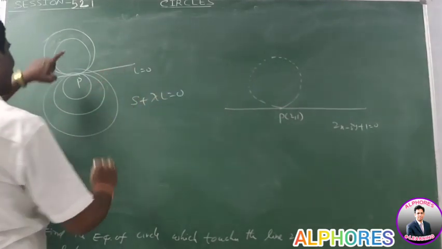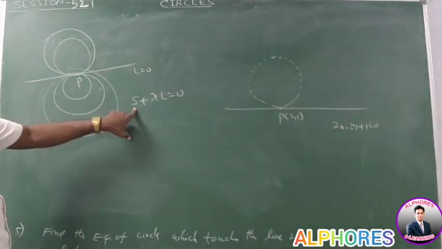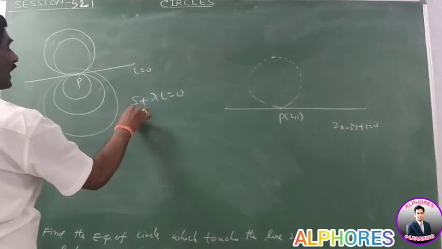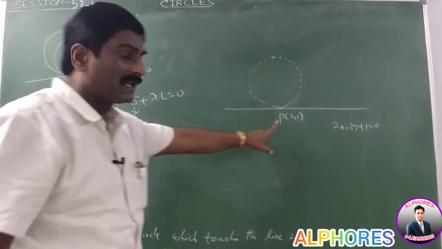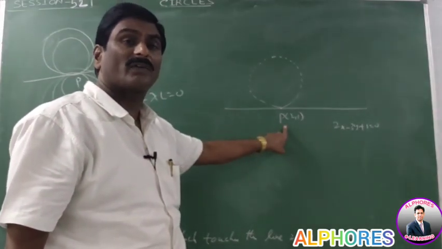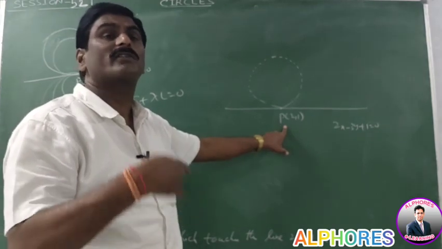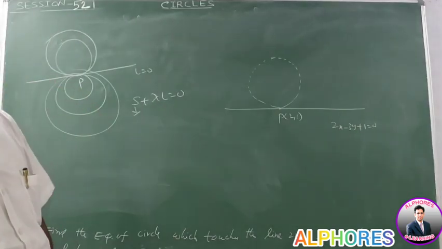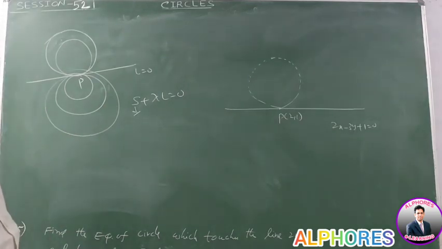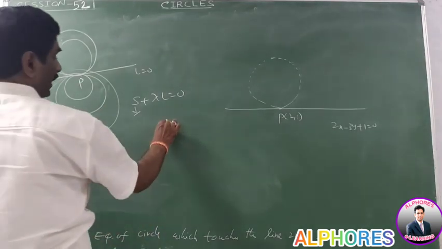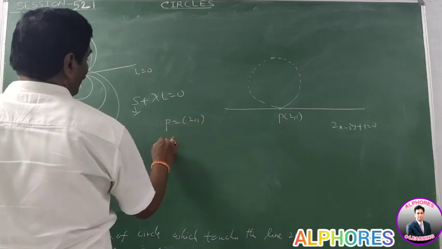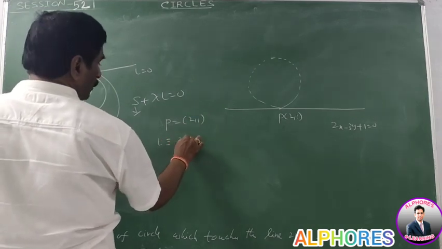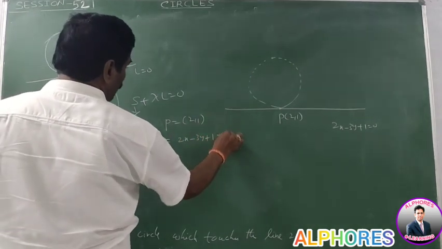If the circle S is given, we use S. Otherwise, S means we take the point circle of this point P. Point circle means (x minus alpha) whole square plus (y minus beta) whole square is equal to 0. By using that property, we find the equation of this circle. Very, very important. Here the point of contact P is (2, 1) and the line L is 2x minus 3y plus 1 equals 0.